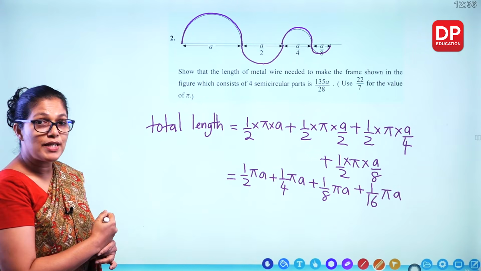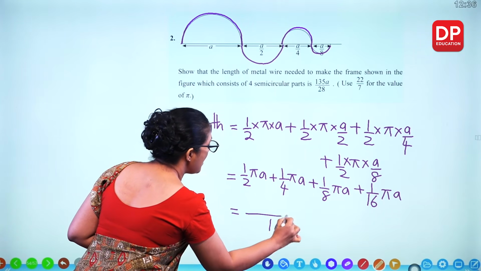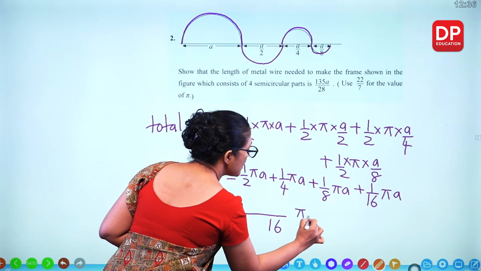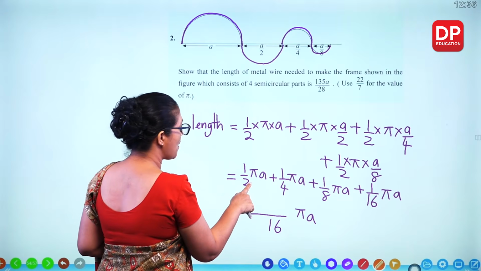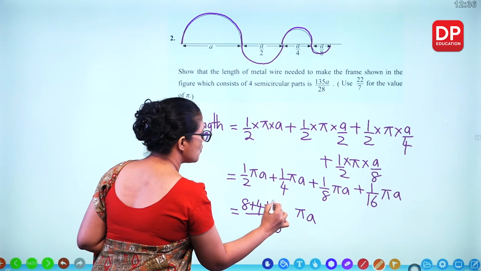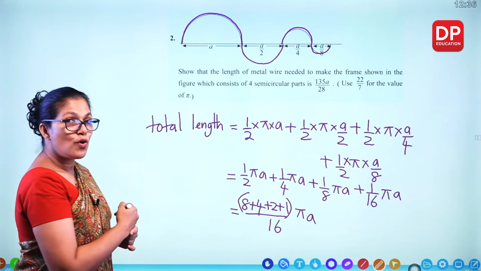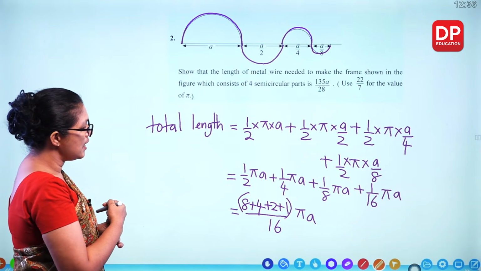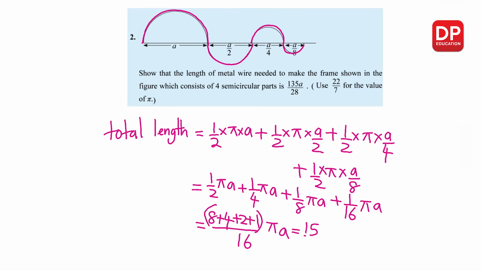So, what's the common denominator? 16. So, you can convert to 16 and pi A is common. You can take it like this. So, this is multiplied by 8. This is 4. This is 2 and this is 1. 8 plus 4, 12. 12 plus 2, 14. 14 plus 1, 15. So, you get 15/16 pi. Pi is 22/7 A.